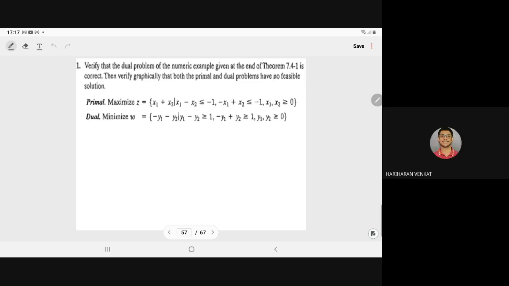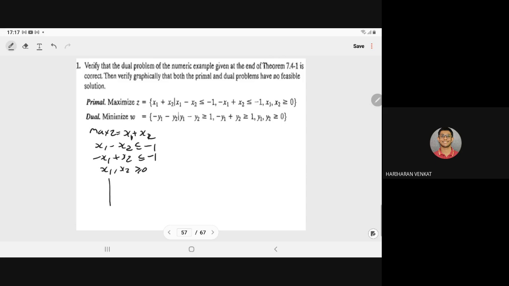Yes, sir. Now verify that the dual of the numeric example given at the end of theorem 7.4.1 is correct. Then verify graphically that both the primal and the dual problem have no feasible solution. So the problem is: maximize z is equal to x1 plus x2, subject to x1 minus x2 less than or equal to -1 and minus x1 plus x2 less than or equal to -1, and x1, x2 greater than or equal to 0.